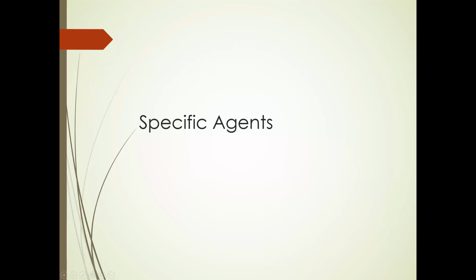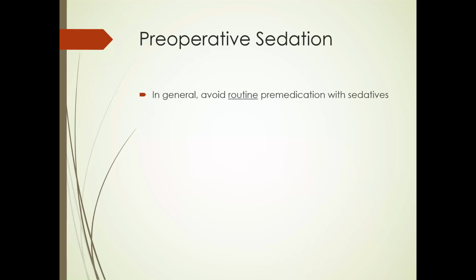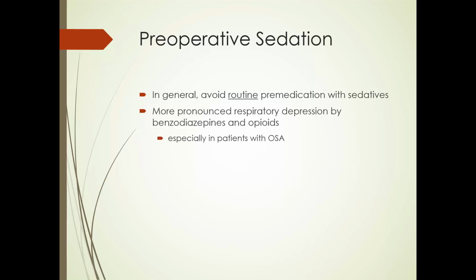In this video we're going to talk about some specific agents that we commonly use in the morbidly obese patient and basically how to use them. So, pre-op sedation. In general, we want to avoid routine pre-medication with sedatives. Some hospitals, everybody gets oral benzos or IV benzos in the pre-op, and we don't typically do that, but a lot of people like to give some benzodiazepine pre-op. But in this patient population, you've got to be very careful.